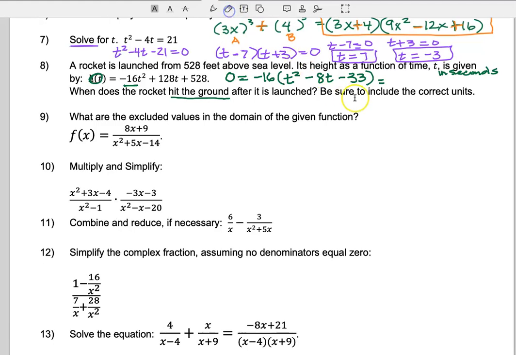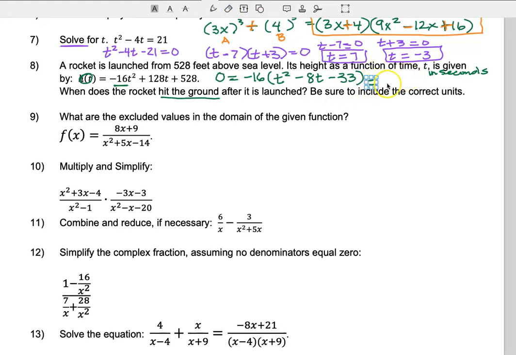I need to keep that 0 there, right? So 0 equals, and then it factors to be, like I said, t plus 3 times t minus 11, right? Because 3 times negative 11 is negative 33, and 3 minus 11 is negative 8.